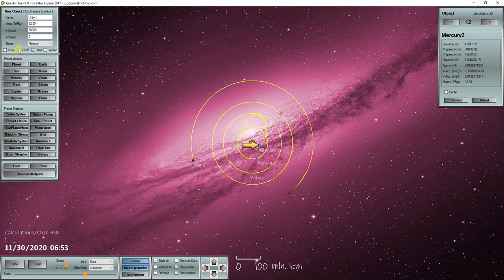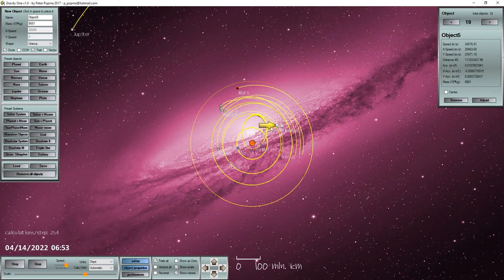I have created these buttons for you that automatically give the objects the proper speed to make a circular motion around the Sun, counterclockwise or clockwise.